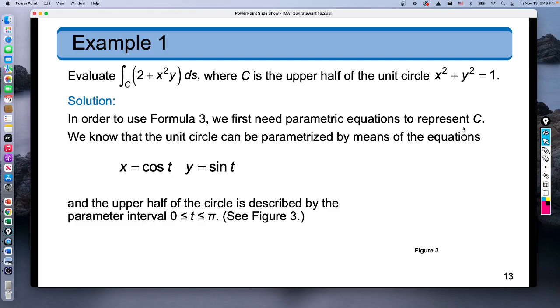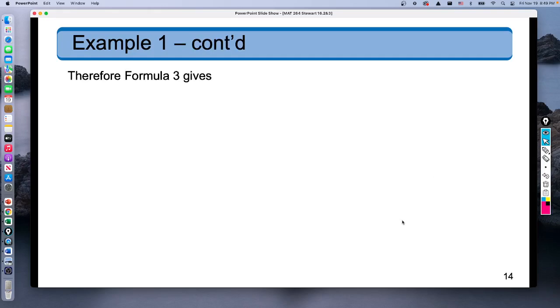Since we want the upper half of the circle, we're going to see the picture here in just a moment. There it is. We're going to go from our angle t from 0 to pi. So that gives us our limits. This is our parameterization, and we're doing it over x squared plus y squared. So the formula first gives us this. What we're going to do is a substitution.